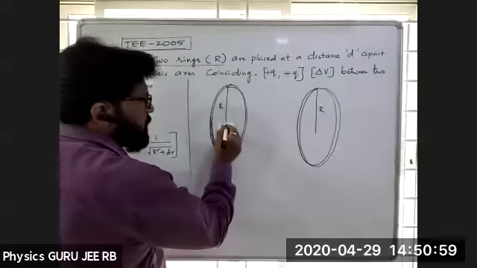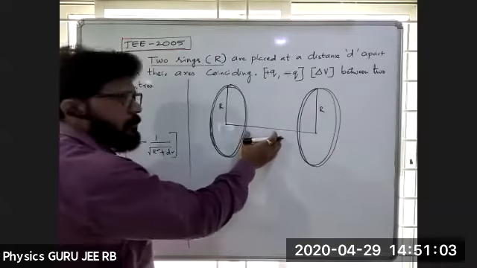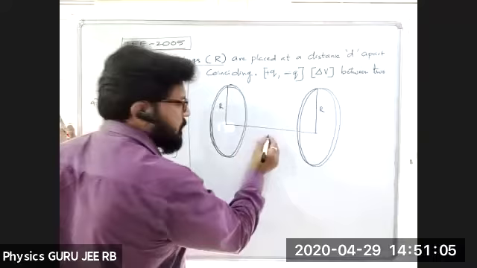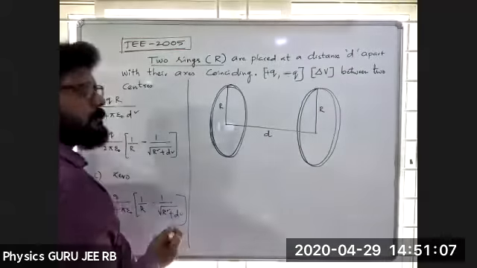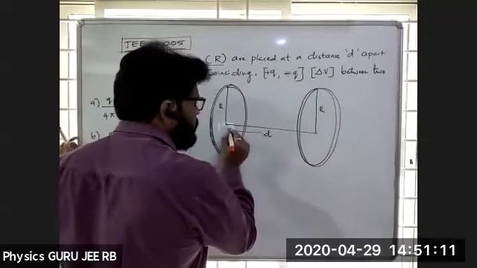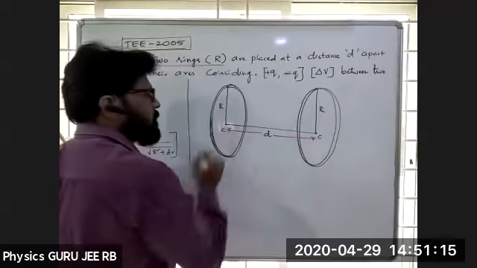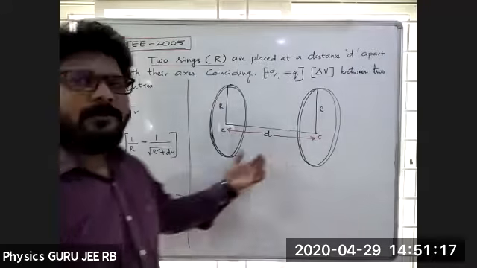Distance means from center to center, the distance is d. Let us take this as the center, and this is also a center. The center to center distance is d.